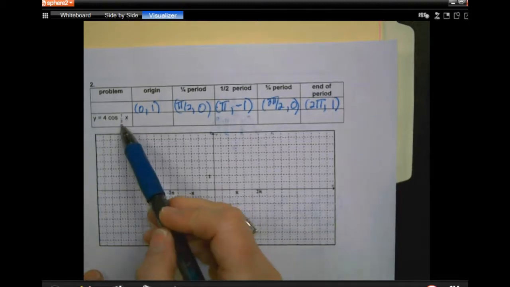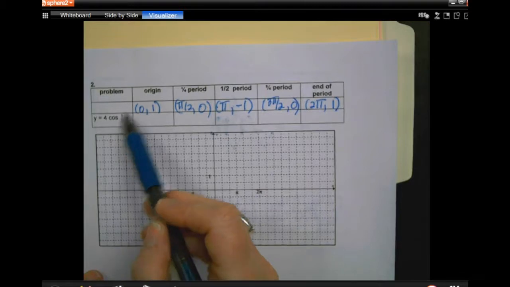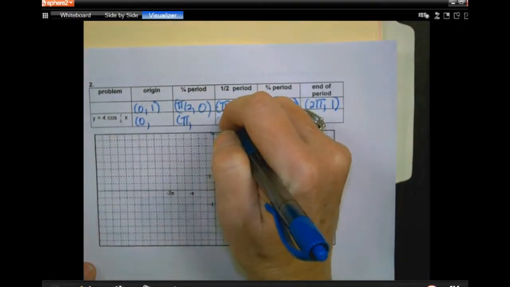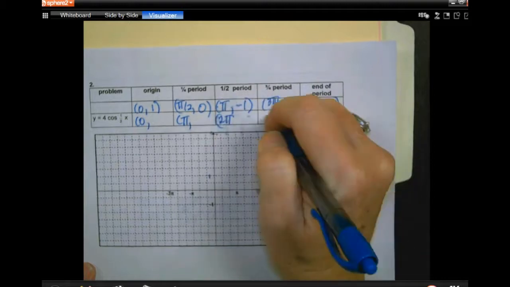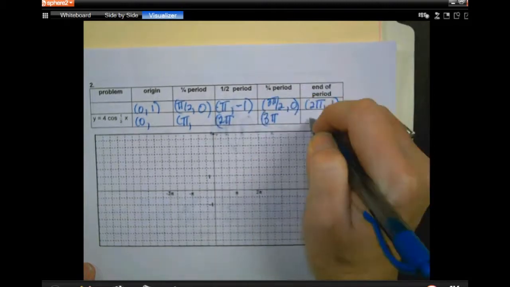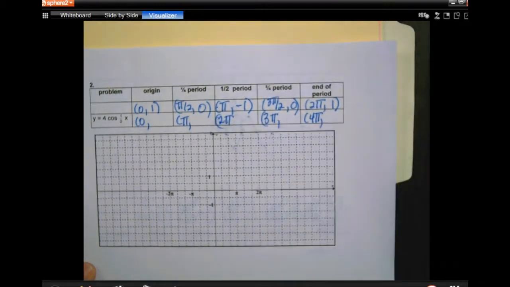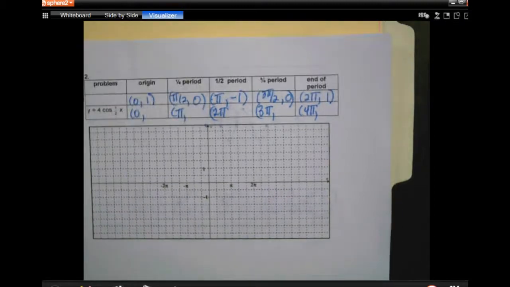So what am I going to do with my x value now? Multiply it by 2. So I'm going to get 0, pi, 2 pi, 3 pi, and 4 pi. So what's the period of this function? What's the very last x? 4 pi. So the period is 4 pi.